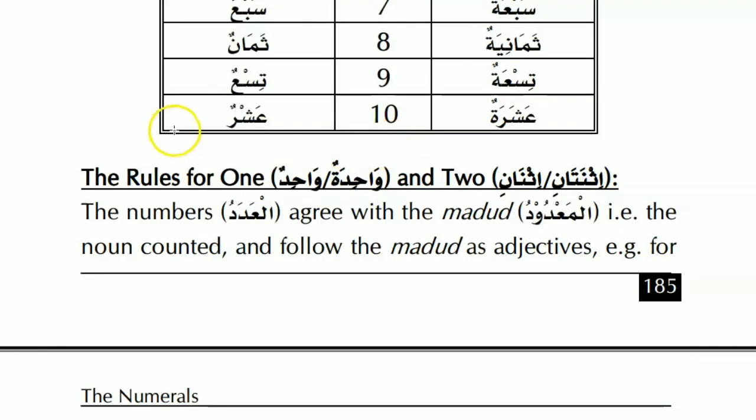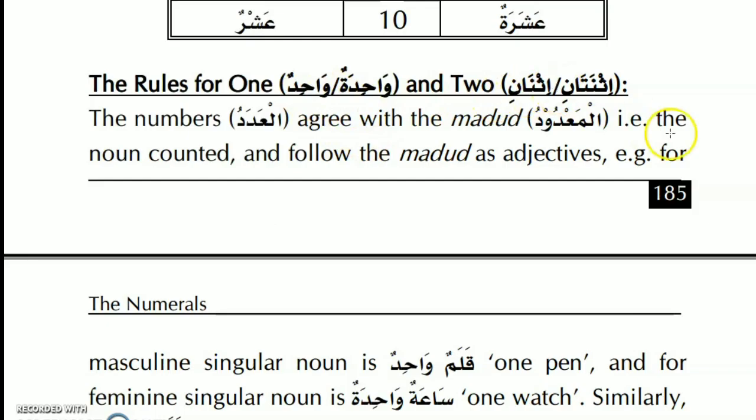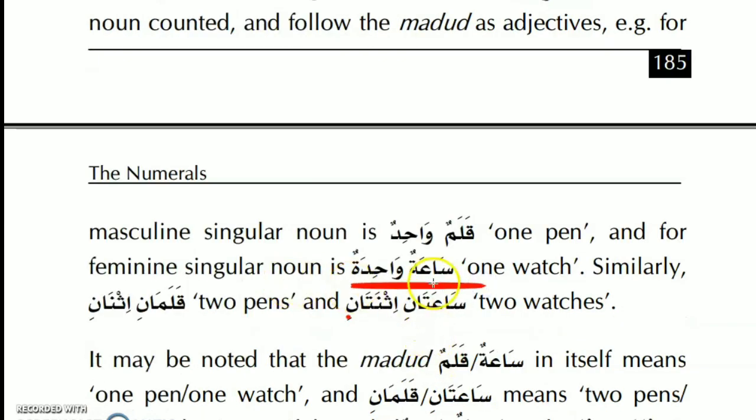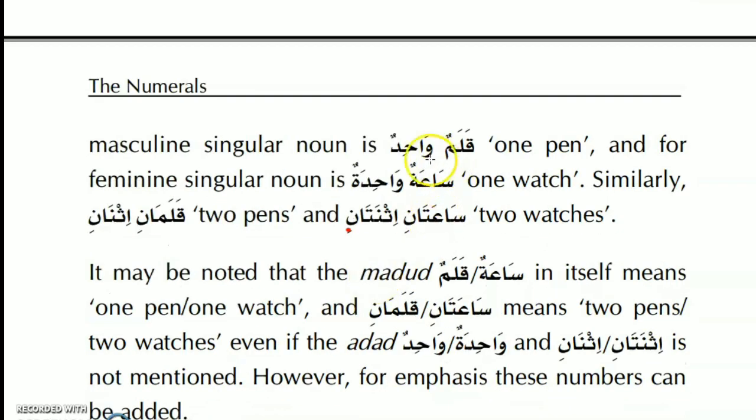Now the rules. What are those rules about which we are talking? The rules for 1 and for 2 are quite similar. See, the number, which is called al-adad, agrees with the ma'dud. Adad and ma'dud will be equal in 1 and 2. For example, we say qalamun wahidun. As the ma'dud is muzakkar, we bring the adad according to the ma'dud, the thing which is counted. Qalamun is muzakkar, which is ma'dud, that's why we say wahidun. If there is a muannas ma'dud, we will bring the adad as muannas. Let's see an example over here. Sa'atun wahidatun. Because sa'atun was the ma'dud and it was feminine, that's why we brought wahidatun. So there is agreement between adad and ma'dud for 1 counting and 2 countings.